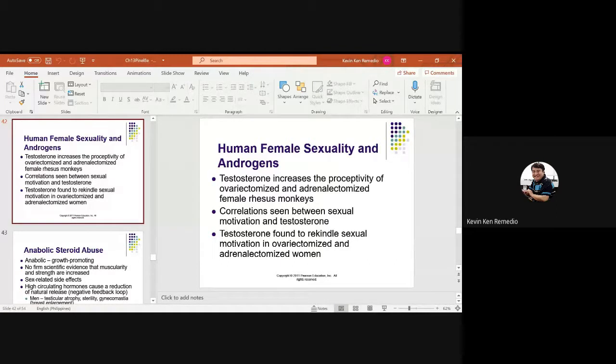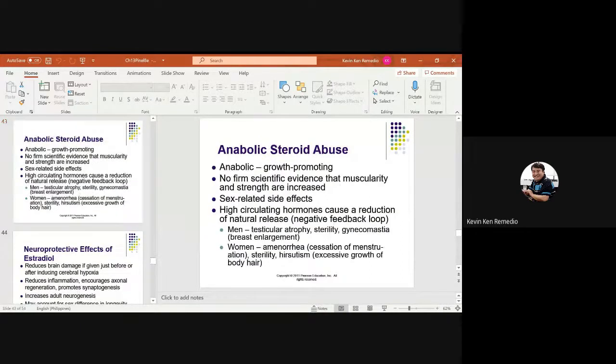Even if they have no ovary, they also have no adrenal gland. So hence, there are correlations that can be seen between sexual motivation and testosterone. Testosterone has also been found to rekindle sexual motivation in ovariectomized and adrenalectomized women as well. Okay? So it's a bit weird, no?